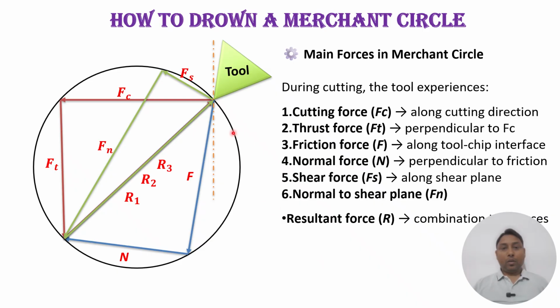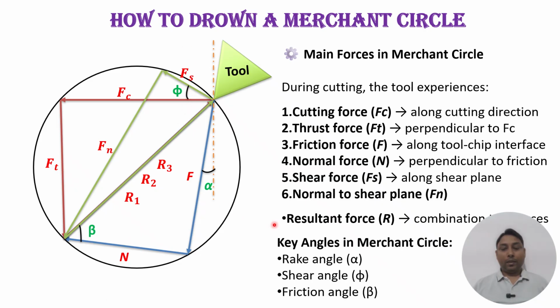Now, when we draw a perpendicular from the tip of the tool, the angle between these is called the rake angle, denoted by alpha. And there is one more angle generated in the merchant circle that is called beta. It is called the friction angle. And this is also, as we know, the shear plane angle. Now solving this, we can find three important merchant circle angles, that is rake angle, shear angle, and friction angle.